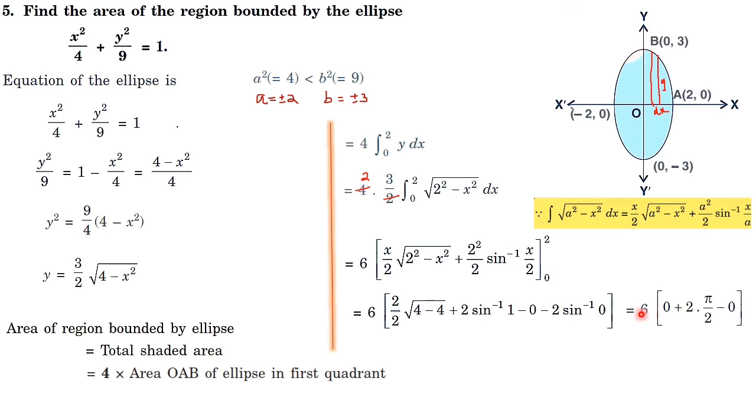Then 6 into, here 2 by 2 into root of 4 minus 4 is 0, so 0 into 2 by 2 is 0, plus 2 sine inverse 1. In the previous question we have calculated sine inverse 1 is pi by 2, here 0 minus sine inverse 0 is 0, so only this portion will be coming, 2 into pi by 2. So 2 cancel, here 2 cancel, only 6 pi is coming. Okay, 6 pi square units, that is the area.